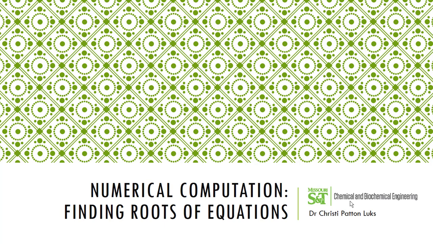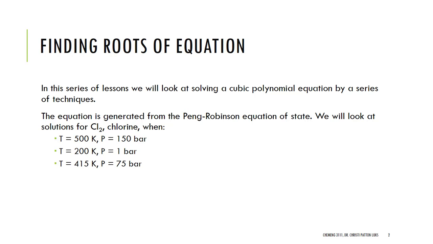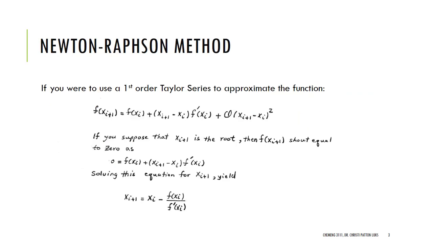In this lesson, we'll be continuing our study of methods for computing roots of equations by looking at the Newton-Raphson technique. We are in particular looking at solving this cubic equation of state generated for chlorine by the Peng-Robinson equation. And we'll just be looking at one case of this for now.